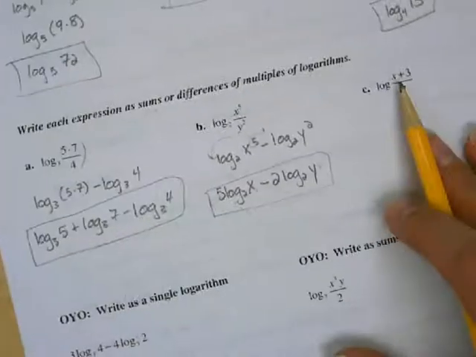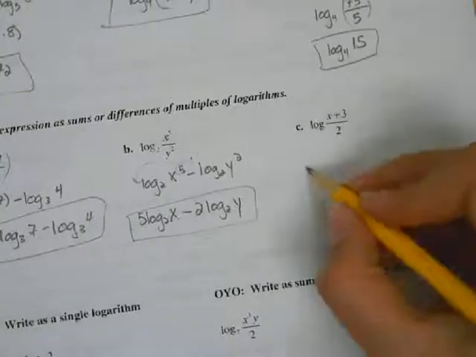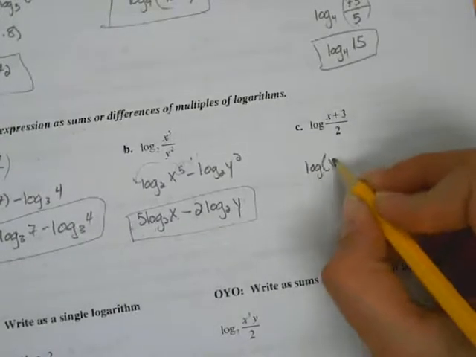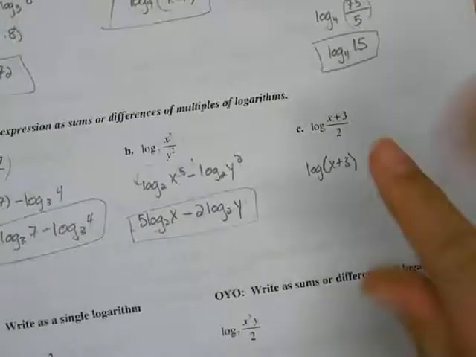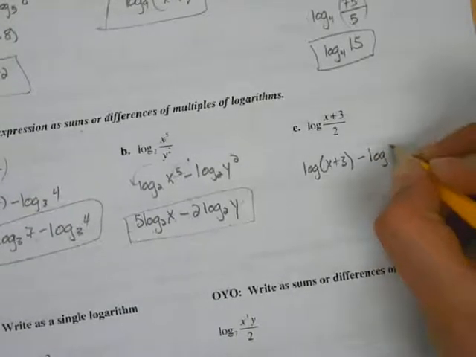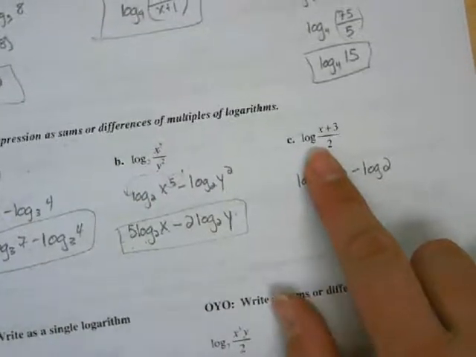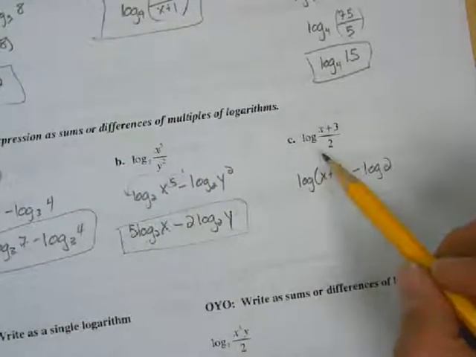So C, same exact idea. Okay, start with the division. So I've got log of x plus 3, which I'm going to use parentheses, and I must, minus log of 2. Okay, now this one doesn't have a base written, and these are called common logs, which I'm about to talk about in the next lesson.